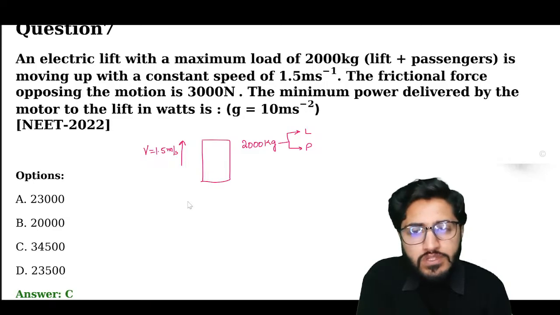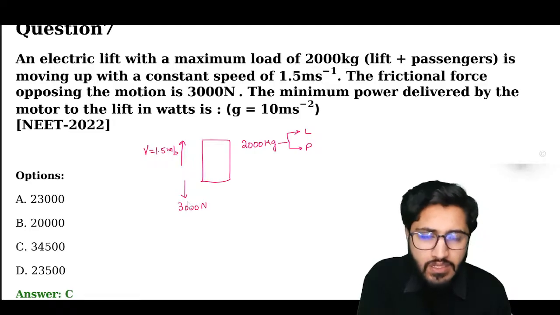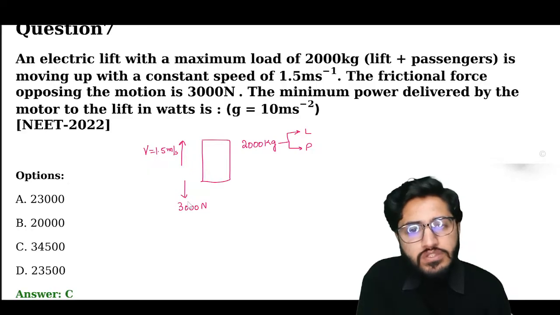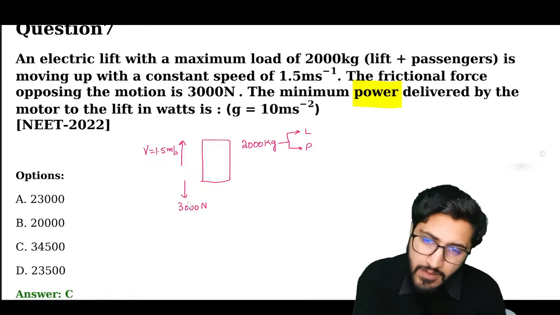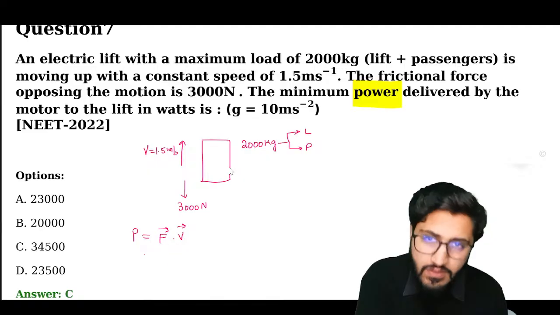The frictional force opposing the motion is 3000 Newton. The minimum power delivered by the motor to the lift in watts. So what do we have to find out now? We have to find out the power delivered. So how can we get it? Power delivered is simply force into velocity.